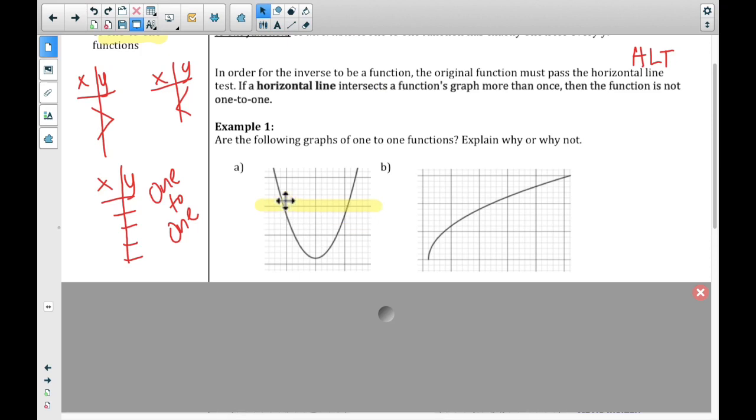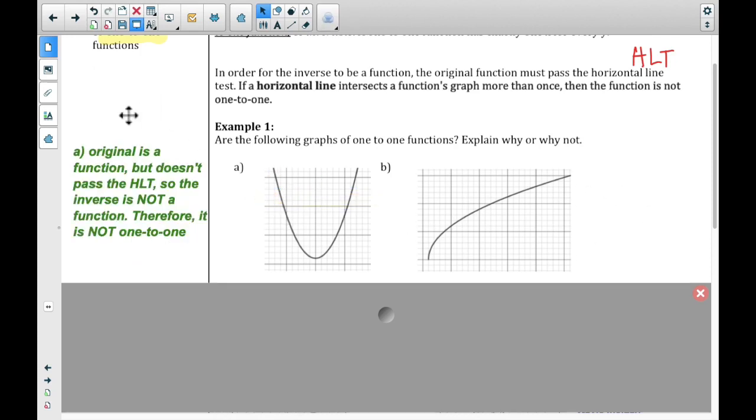Okay, this function, first of all, is a parabola. Is a parabola a function? Yes, it passes the vertical line test. I drew a horizontal line on here, but if I drew it vertically, does it pass the vertical line test? Yes, it does. So it is a function. But does it pass the horizontal line test? No, it does not pass the horizontal line test. Therefore, even though it is a function, its inverse is not a function. That means it is not one-to-one.